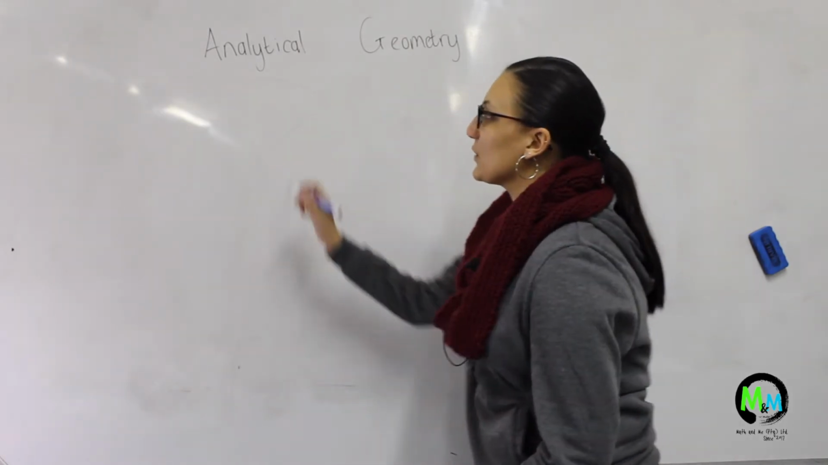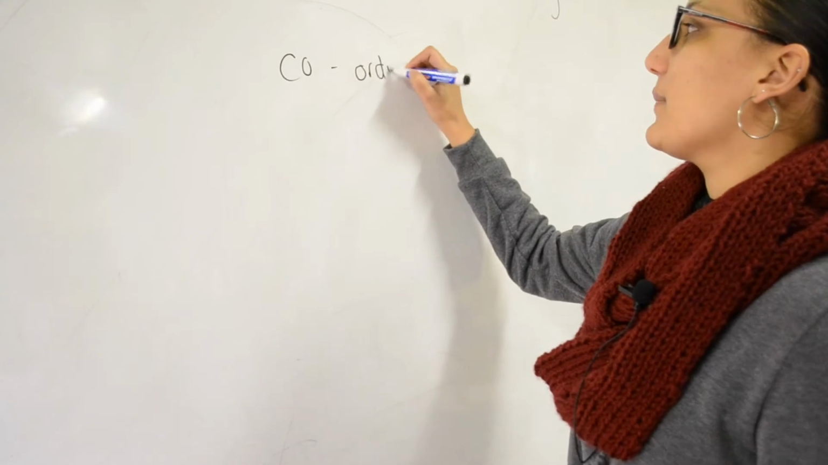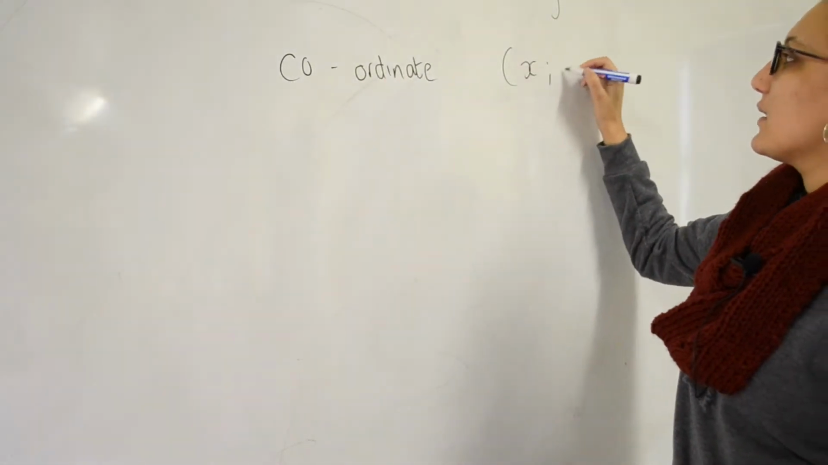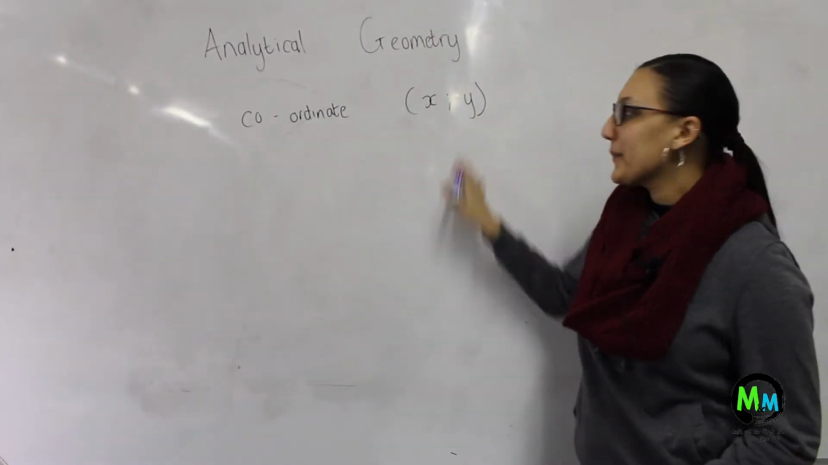So in grade 9 you would have learned how to write a coordinate out, or that a coordinate is made up of a pair, x and y. We always write x first and then y.